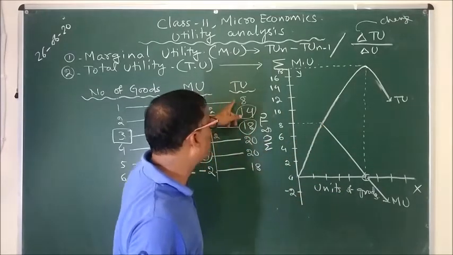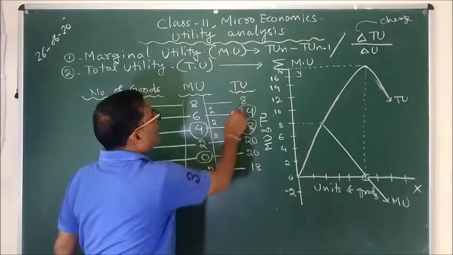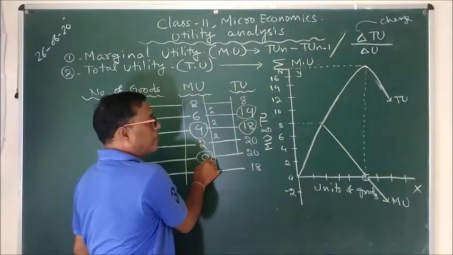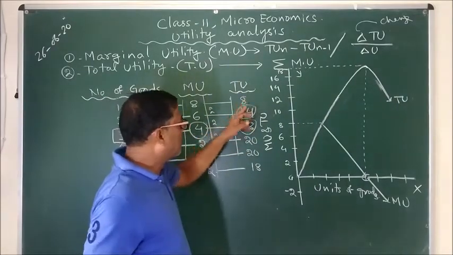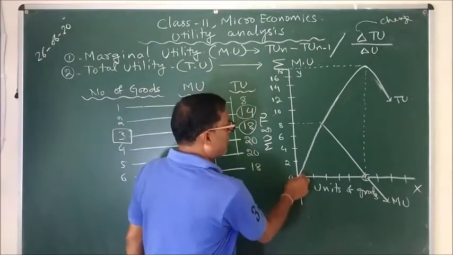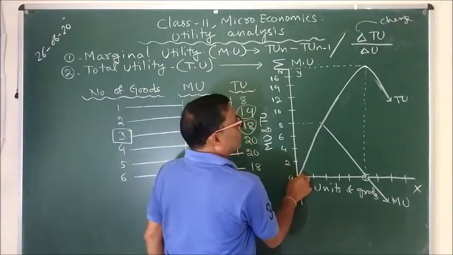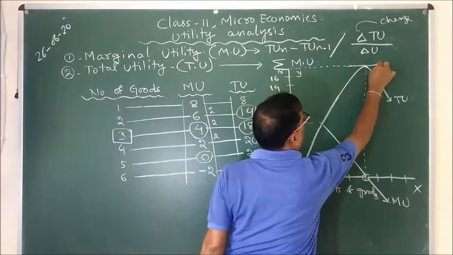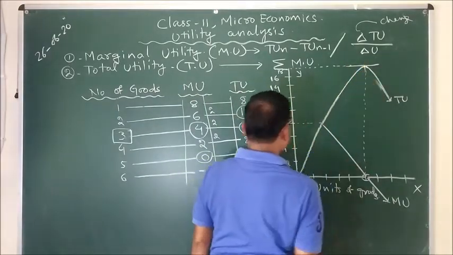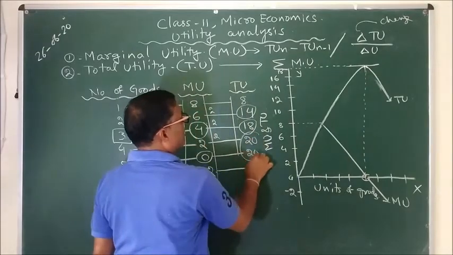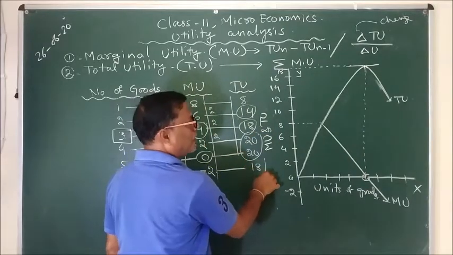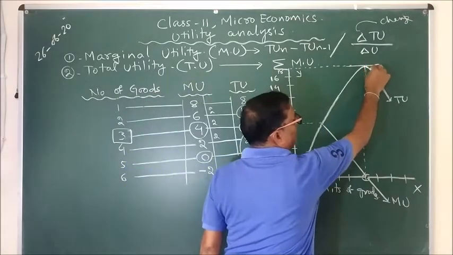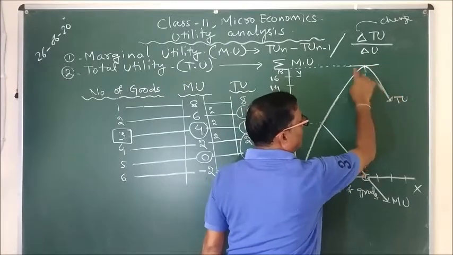And what is happening to total utility? Up to the point where marginal utility becomes 0, total utility is going on increasing. So from here, total utility is increasing and increasing. Here it reaches its maximum, that is, 20 is the maximum. After that it would start falling. That's why here we are getting a downward sloping curve from left to right.